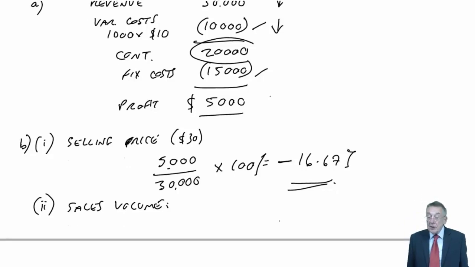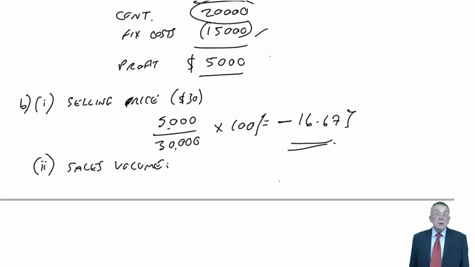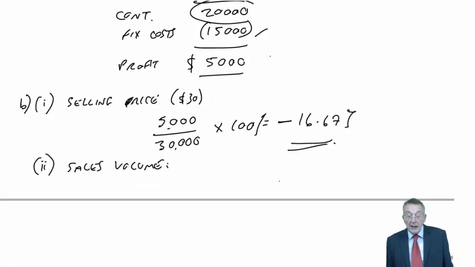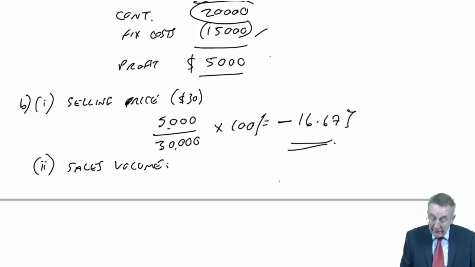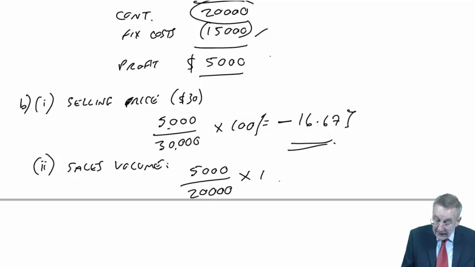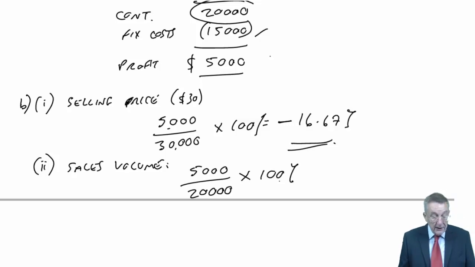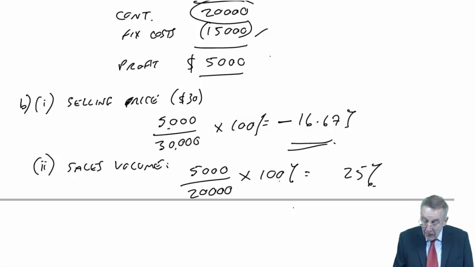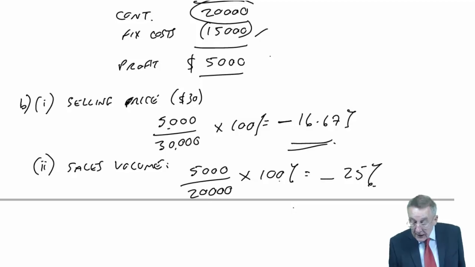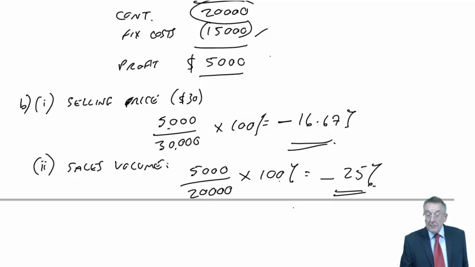So we need to look at the contribution. How much can we afford the contribution to fall to get a profit of 0? I hope clearly 5,000. But in percentage terms, it's 5,000 out of an existing 20,000, which I can do in my head: it's 25%. Again, we're only concerned if the sales volume falls, and so it's minus 25.